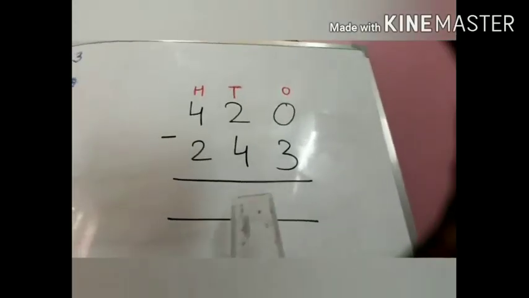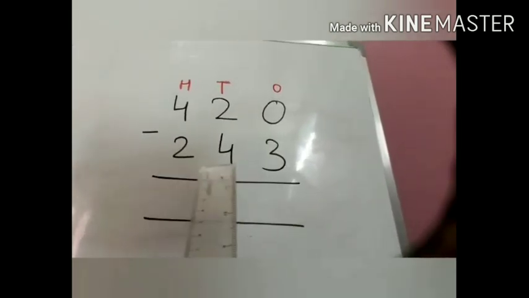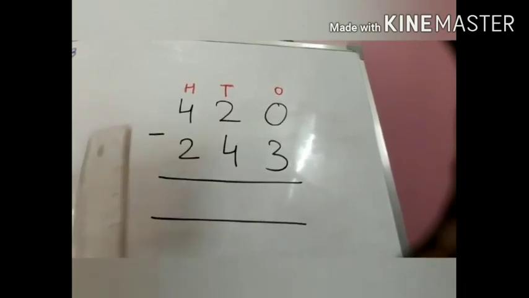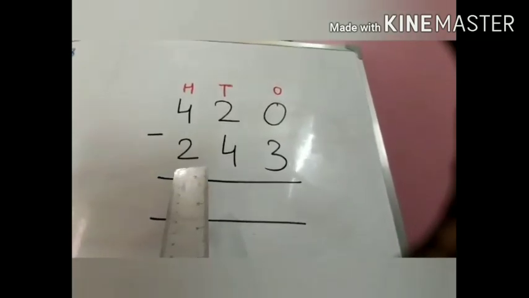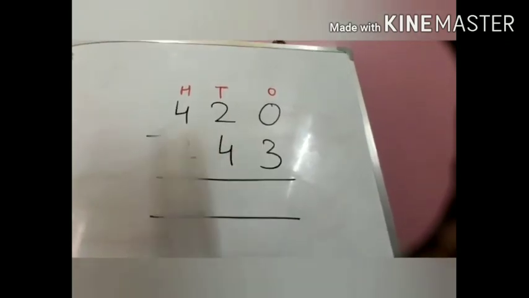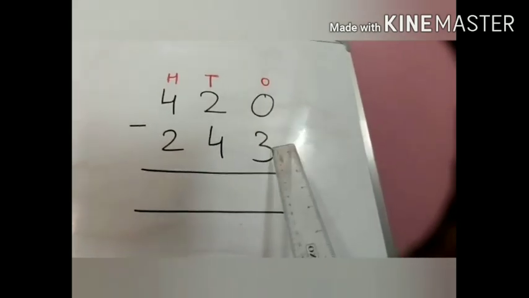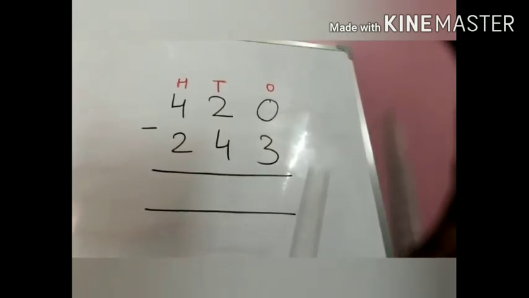Now students, coming to our third sum, here I am having two numbers, 420 and 243, and I have to subtract. So I have to take away 243 from 420. Now observe the ones place numbers. I am having 0 and 3. From 0 I cannot take away 3. It is impossible, isn't it?